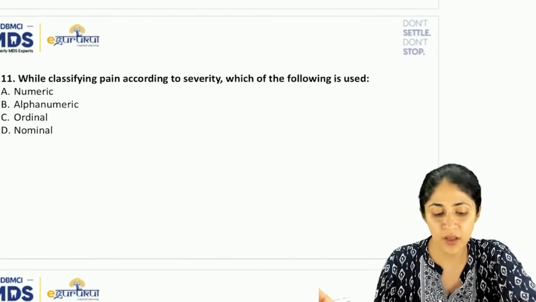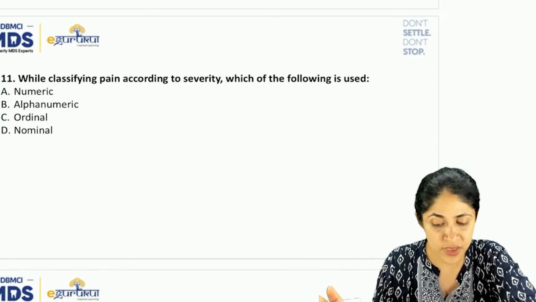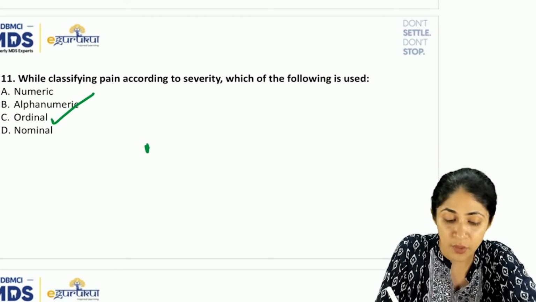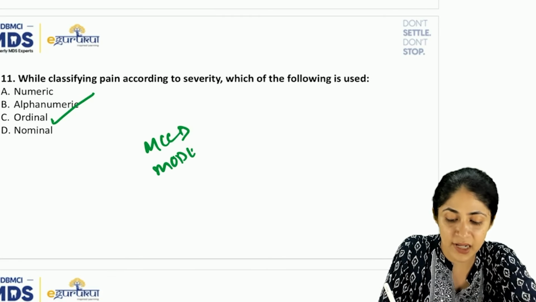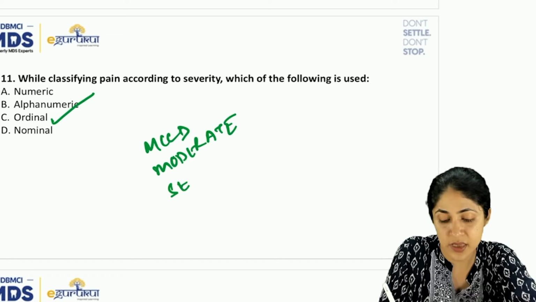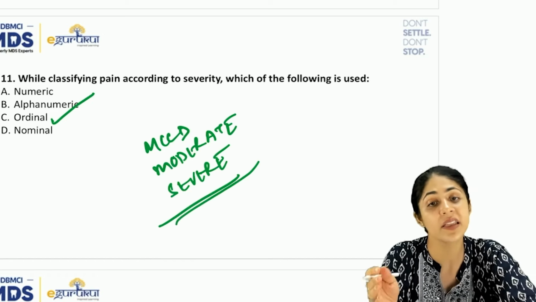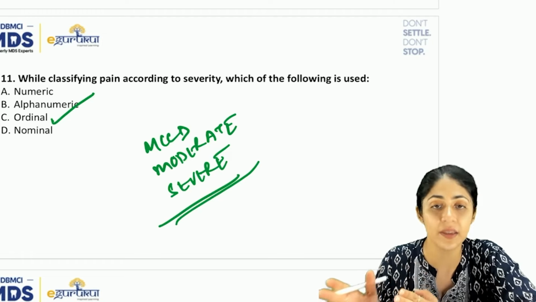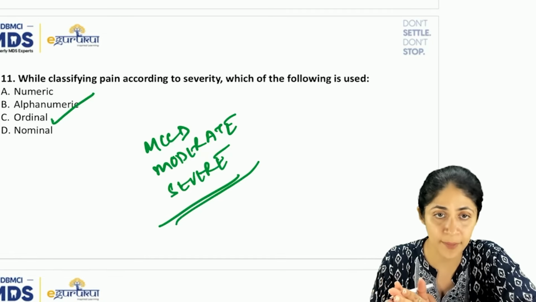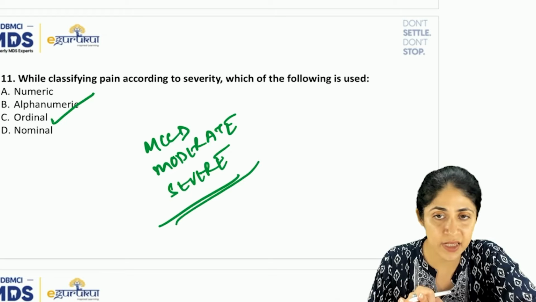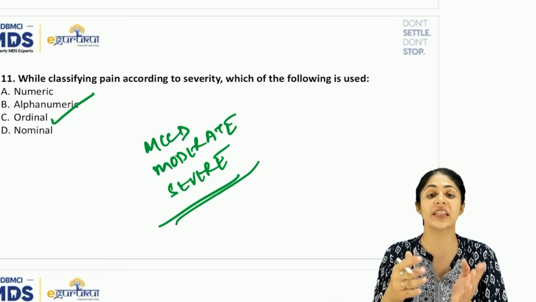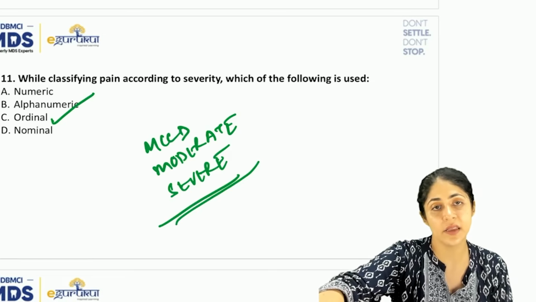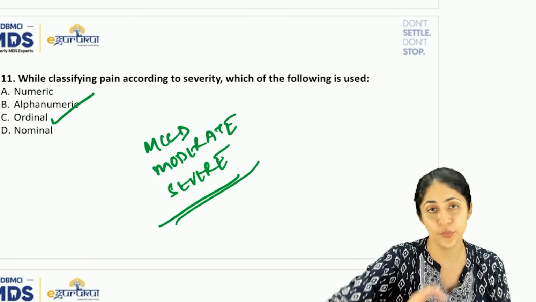Coming to the next one, while classifying pain according to severity, which of the following is used? Here the answer will be C. Why? Because when we classify pain, it is mild, moderate and severe. The ordinal scale is the classification involving numbers, but there is no true mathematical relationship between them. And alphanumeric is an adjective that means consisting of both letters as well as numbers. That is what we understand by alphanumeric.